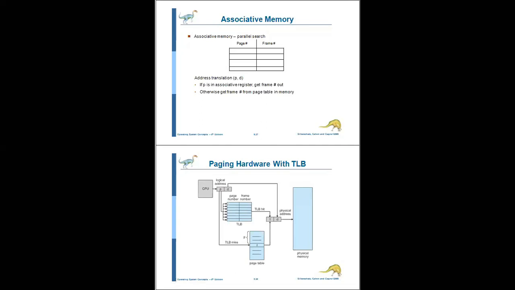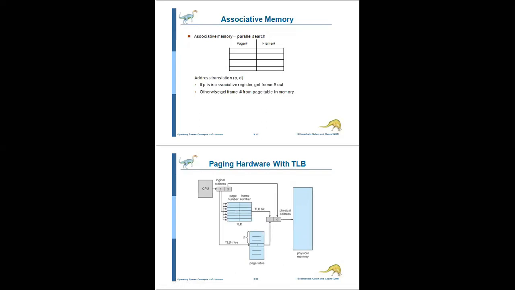What is a TLB miss? The page number is not in the TLB, so automatically it will go to the TLB miss. If the page number is in the TLB, it will be a TLB hit, and that particular frame is stored in the physical memory. So this is the translation look aside buffer.